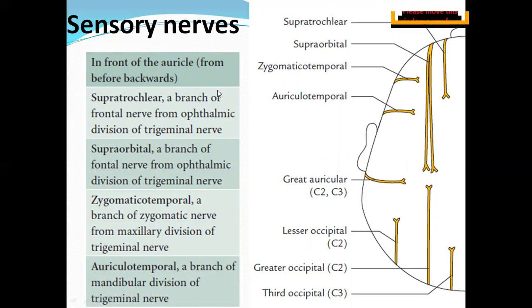So always we have to discuss the sensory nerve supply and motor nerve supply. Sensory nerve supply of the scalp comes from the branches of trigeminal. Trigeminal is the fifth cranial nerve. Motor supply of the scalp comes from facial nerve, which is the seventh cranial nerve. Please remember, sensory is trigeminal, motor is facial. This is applicable for both scalp and face.